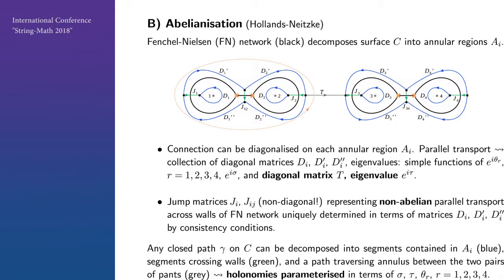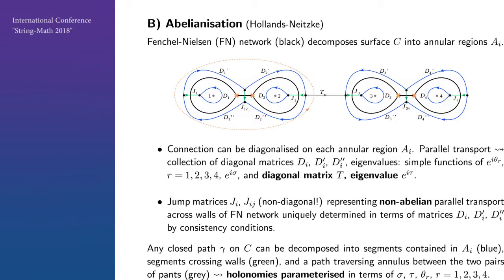All right, so then the key observation for us is that any SO2 connection can be diagonalized within each annular region here that is defined by this network. So when we calculate parallel transport, say from one normalization point like here to itself or from here to there, it will be represented by a diagonal matrix.